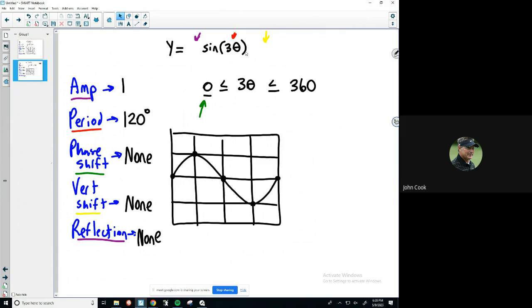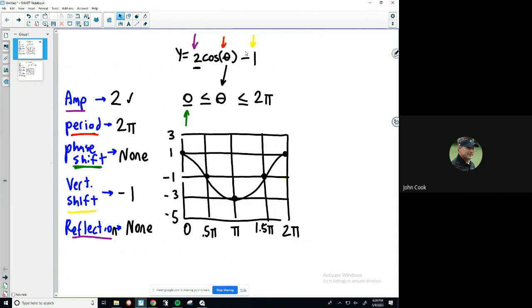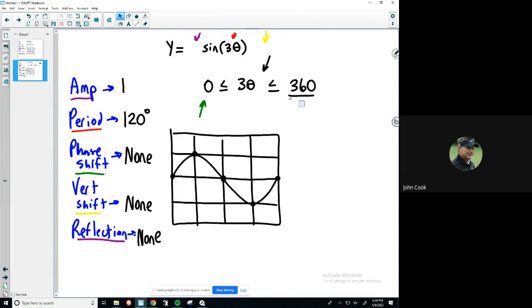Usually theta is supposed to be between 0 and 360, but if I solve for theta in this inequality that I've made, I'd have to divide everything by 3. So if I divided 0 by 3, I'd still have 0. But then if I divide the 360 by 3, this turns into 120 degrees. So if I divide every single thing by 3, I get that theta has to be between 0 and 120. In other words, that's the limitations on the x value.